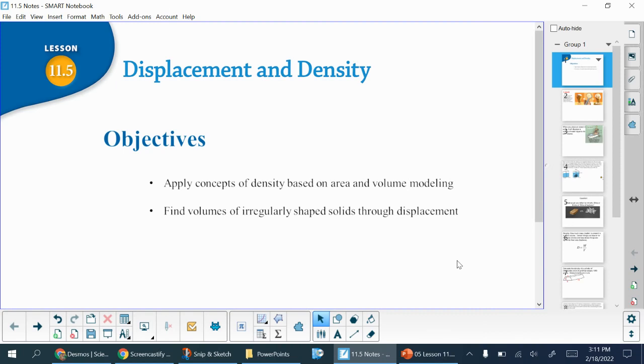Okay, so this video is going to cover section 11.5, which is density and displacement. First of all, we're going to talk about how we use water displacement to measure the volume of an irregularly shaped object that we can't just calculate the volume for. And then we'll talk about what density is and how we can use that with our volume calculations.